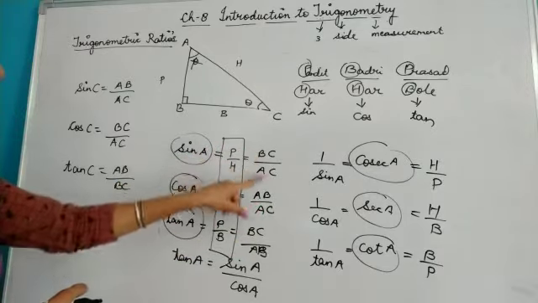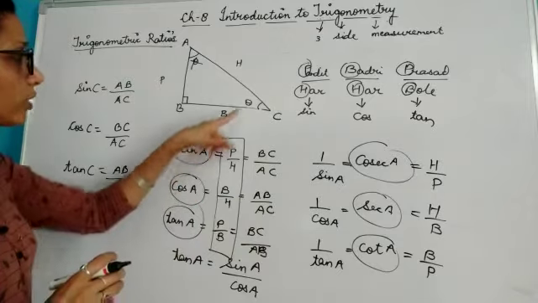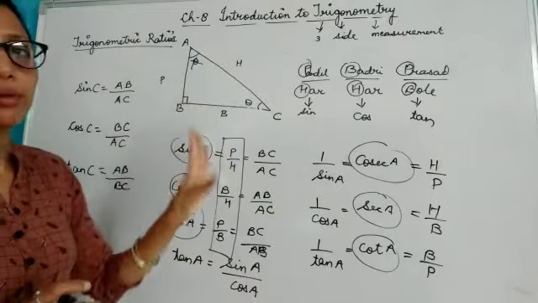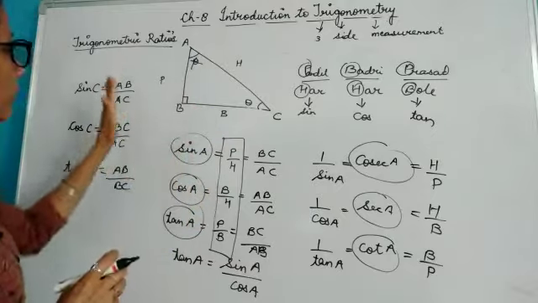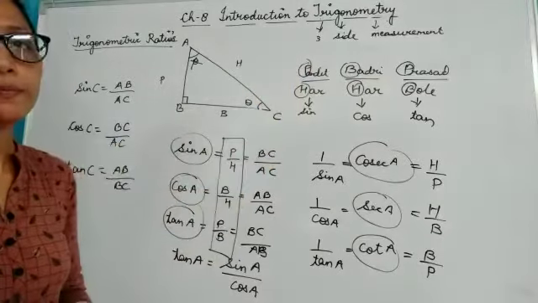That means the ratio of the sides depends on the angle you are taking. So according to the angle, first of all the positions of perpendicular, base and hypotenuse have to be fixed, and then you find the ratios by applying the same formula everywhere.